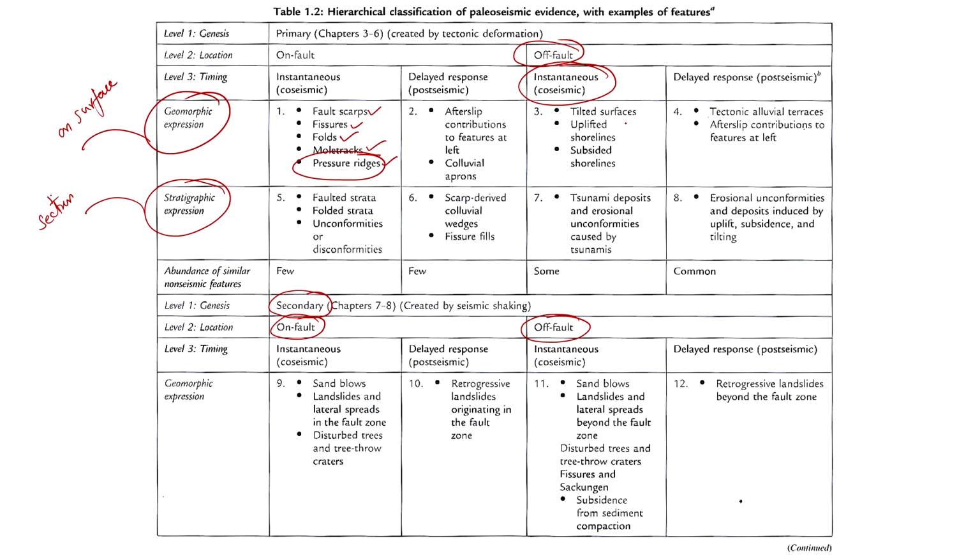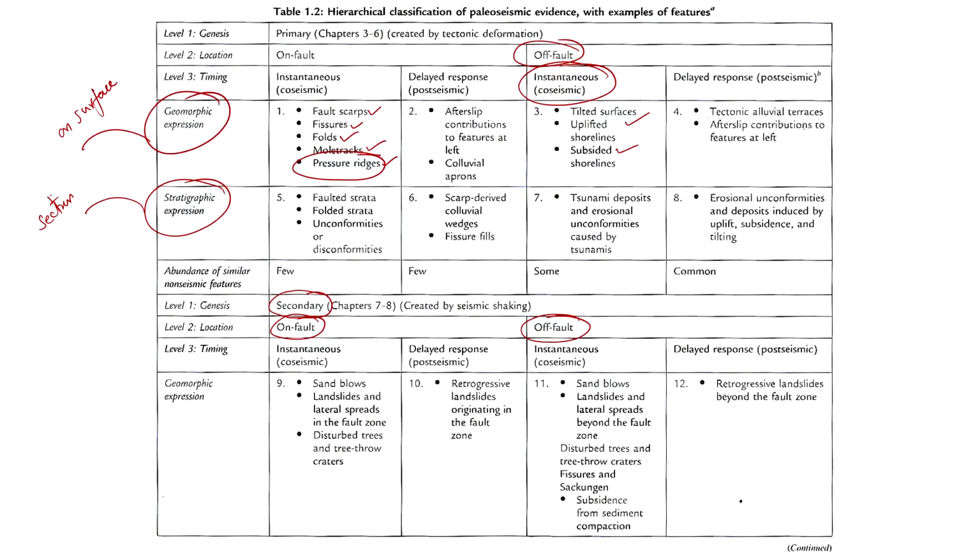Off fault, again we are talking about instantaneous. We will see the tilting in the terraces or uplift in the terraces, subsidence of the shorelines or uplift of the shorelines and all that. But shorelines we will not see in the Himalayas, we will see them definitely along the coastal zones. Then the delayed response, what we call is after.